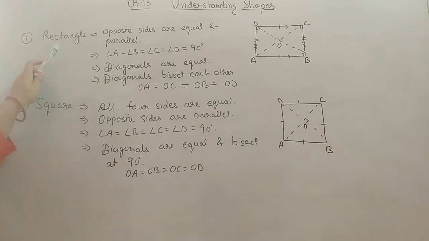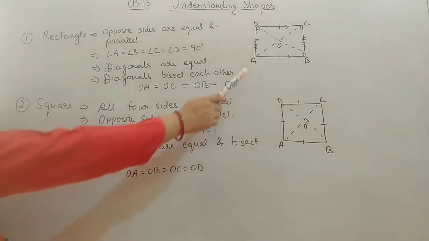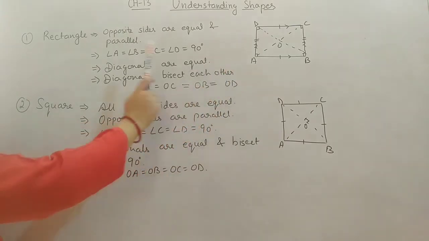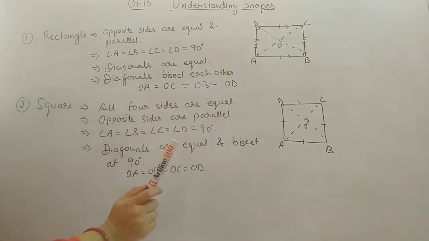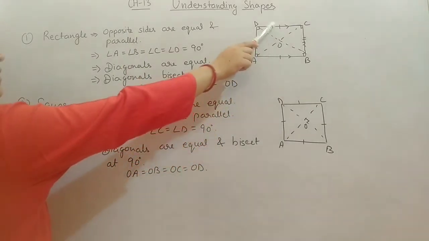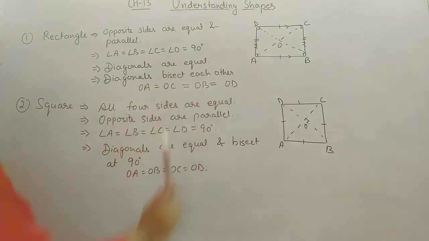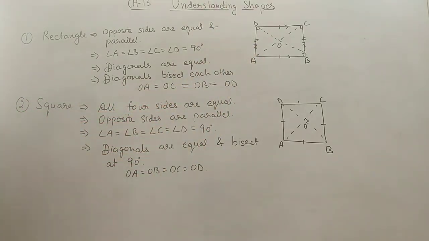So the first figure is a rectangle. Hope you all are familiar with the rectangle. You can see the figure here. In a rectangle all opposite sides will be equal, so this side and this side will be equal, this and this side will be equal, and opposite sides are also parallel. So AB is parallel to DC and AD is parallel to BC.